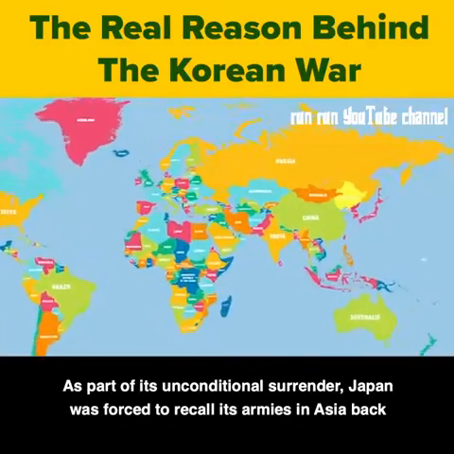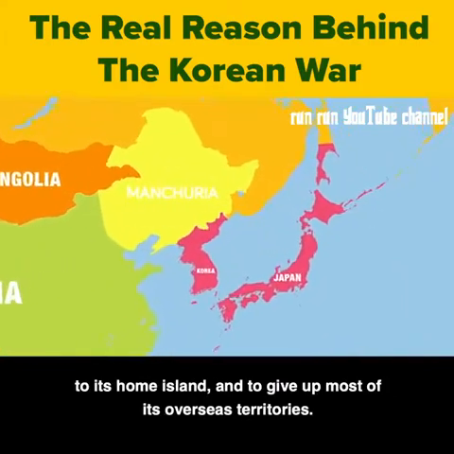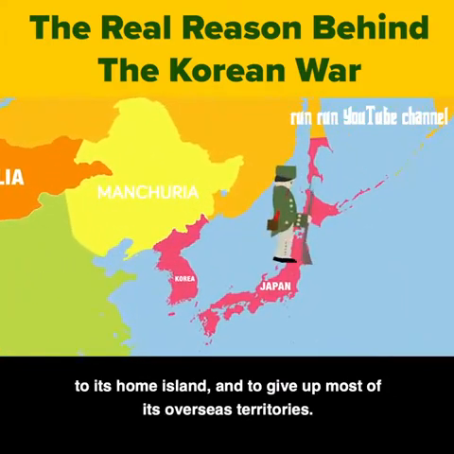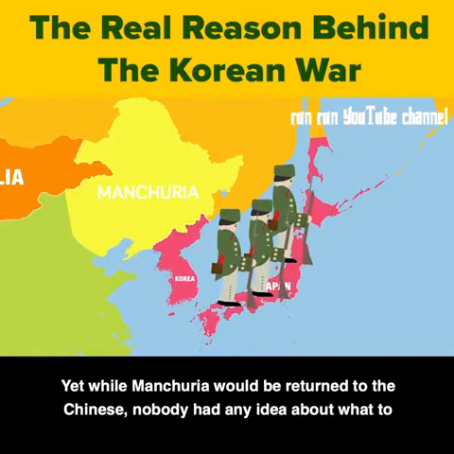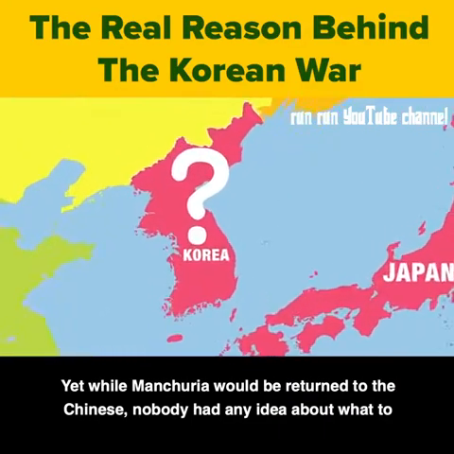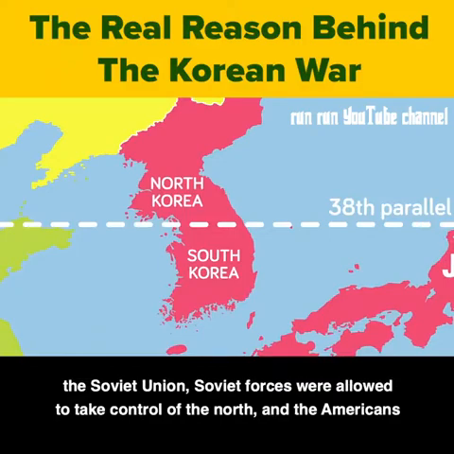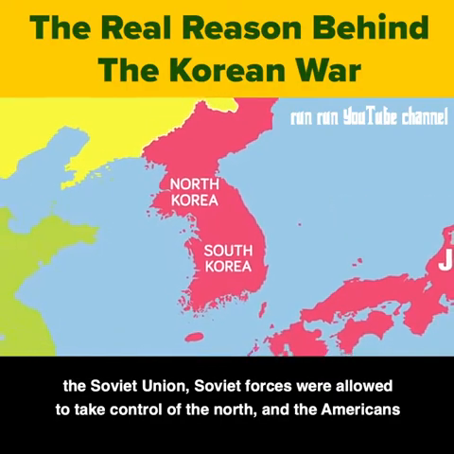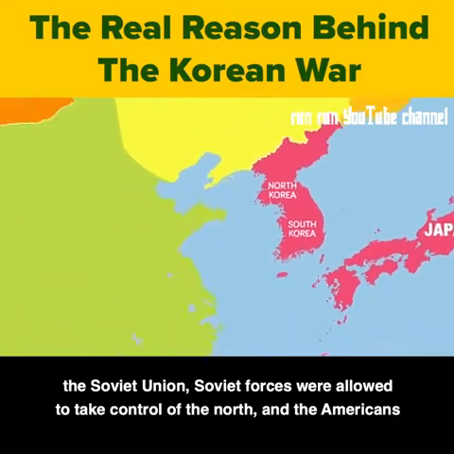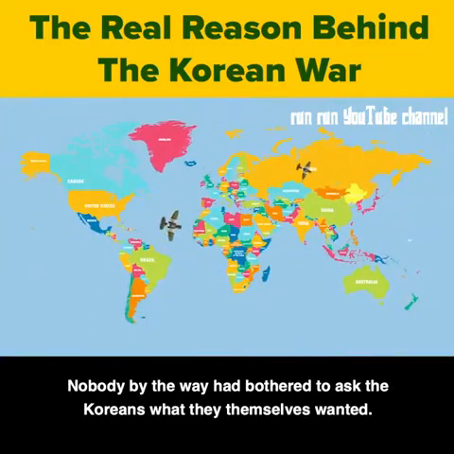As part of its unconditional surrender, Japan was forced to recall its armies in Asia back to its home island, and to give up most of its overseas territories. Yet, while Manchuria would be returned to the Chinese, nobody had any idea about what to do with Korea. Ultimately, the nation was divided along the 38th parallel, and in a bid to pacify the Soviet Union, Soviet forces were allowed to take control of the North, and the Americans would take control of the South. Nobody, by the way, had bothered to ask the Koreans what they themselves wanted.